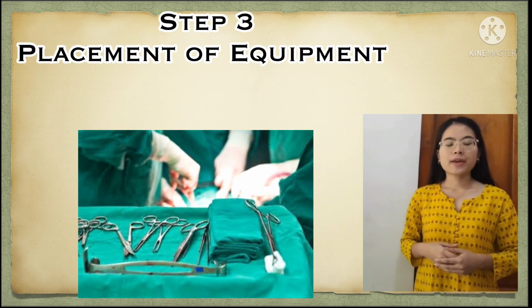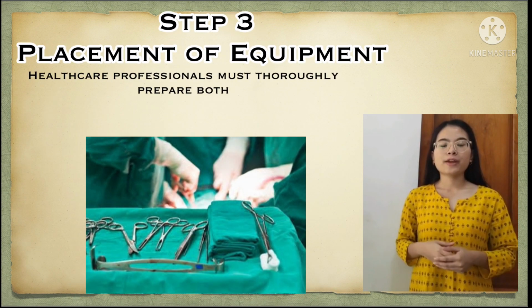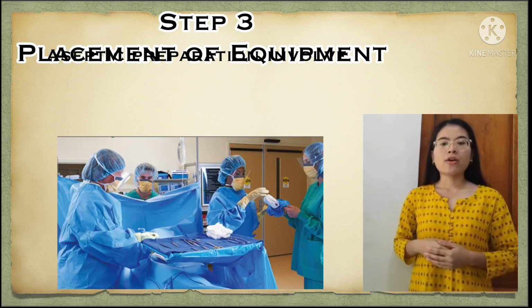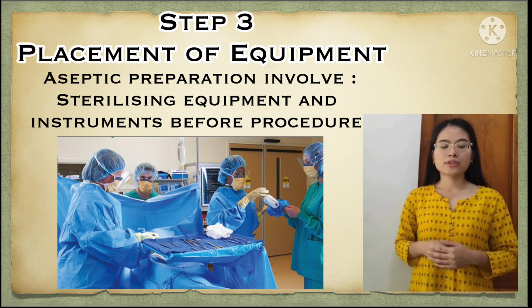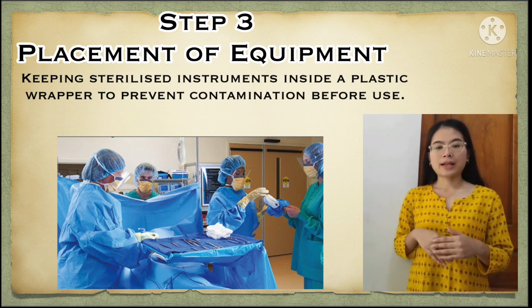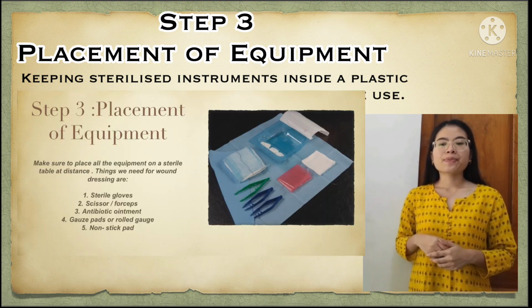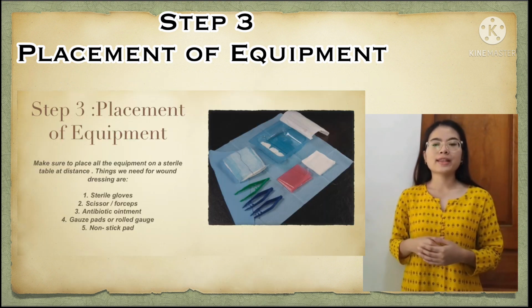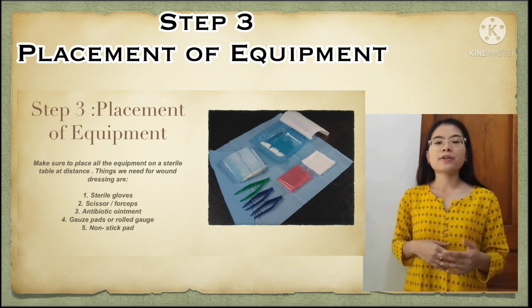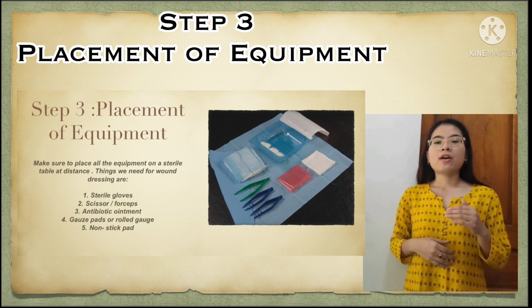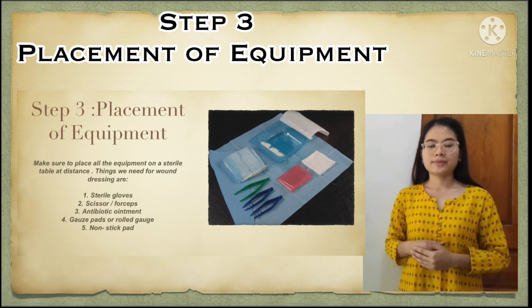Step 3. Placement of equipment. The healthcare professional must prepare the sterilized instruments or equipment before the procedure, keeping them inside a plastic wrapper to prevent contamination before use. All these sterilized equipment, like sterilized gloves, forceps, scissors, etc., should be placed on the sterilized table.